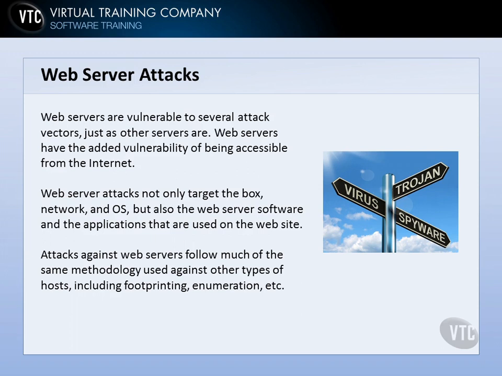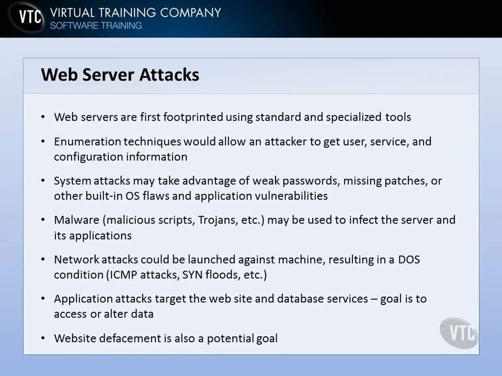Now, the attacks against web servers pretty much follow the same methodology that you could use against other types of hosts. And we're talking servers and workstations and other network devices. So you would still footprint and enumerate a web server. Now, first you would footprint it using some standardized and some specialized tools. Obviously, the standardized tools would be things like Whois, DNS footprinting, and some of the other footprinting methods we've talked about. Some of the specialized tools might include something like Netcraft, for example, and we're going to talk about Netcraft a little bit later.